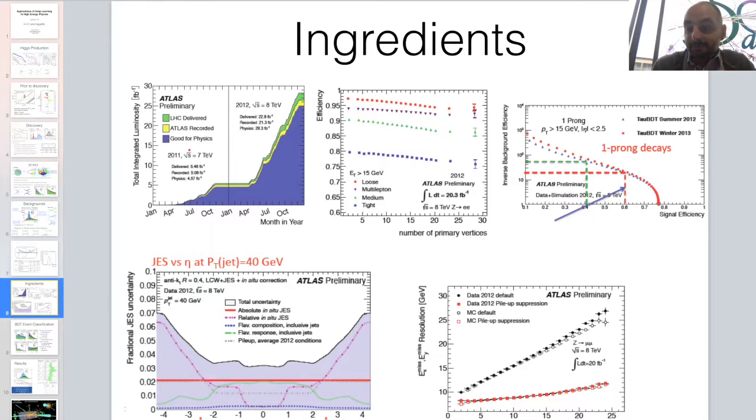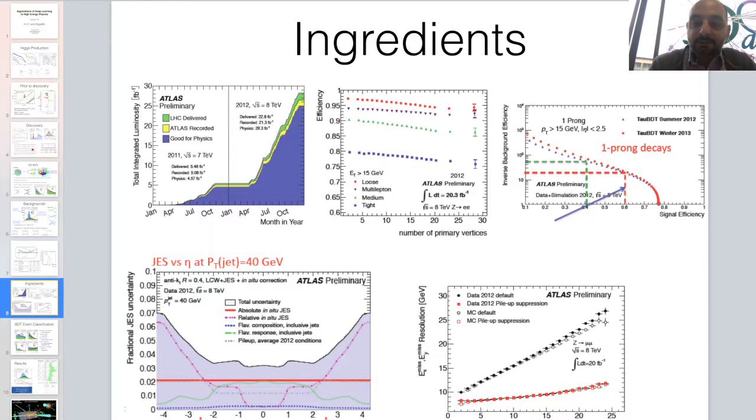And then finally, you need missing energy. Here's your resolution on missing energy versus the number of primary vertices. Again, that degrades. So these are the ingredients. You have to have data, you have to find the leptons, you have to find the taus, you have to find the jets, and you have to have missing energy. Okay, and these are the performance plots.